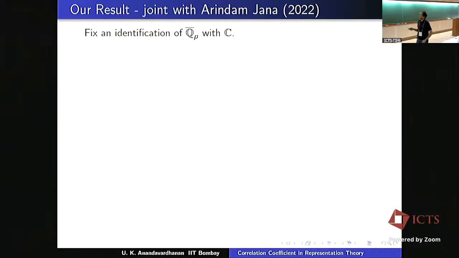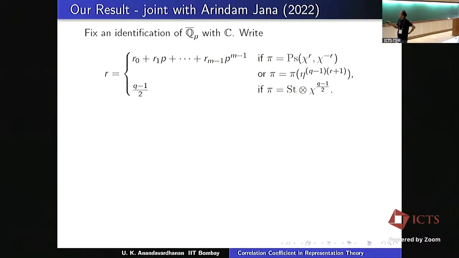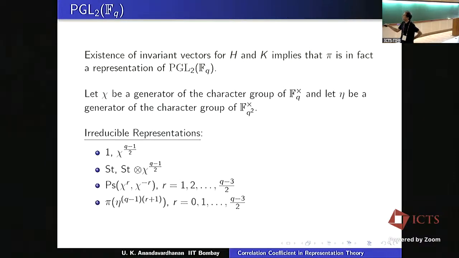So let me state the result, and this is joint work with Arindam Jana, from 2022. We have to do mod p reduction. So you fix an identification between C and Q_p bar. I have named my representations, and there is an r coming in the naming. For Steinberg, r is (q minus 1) by 2, and trivial I'm not going to consider because for trivial the answer is trivial. So this is the r that is coming in the theorem. I have fixed a generator and named these using that and this r.